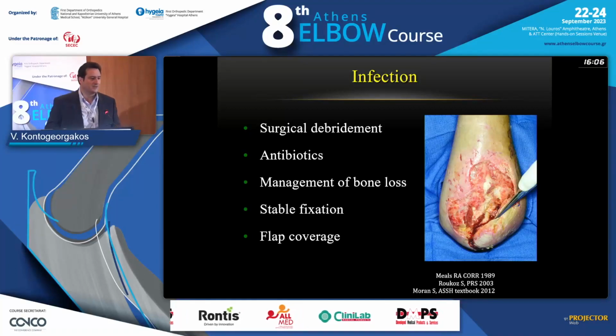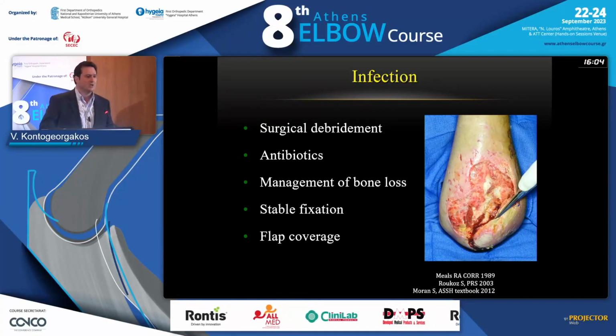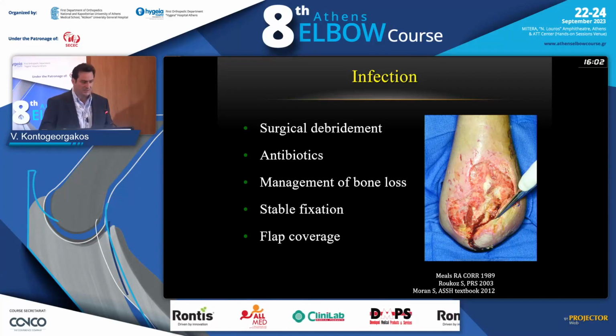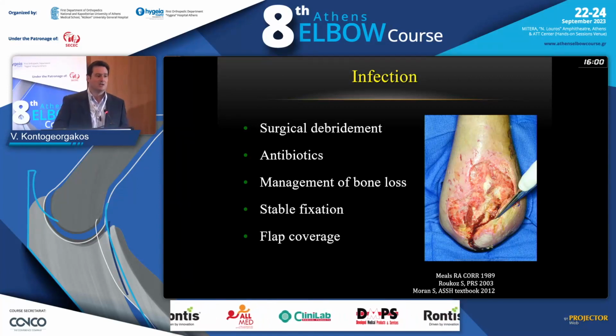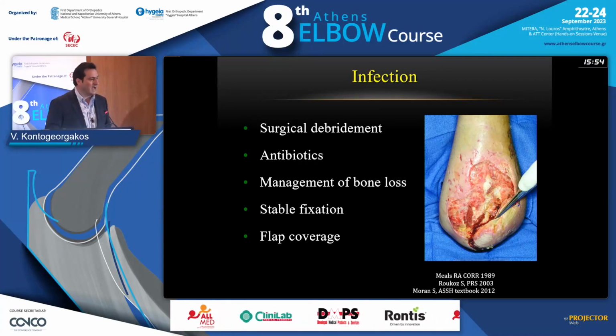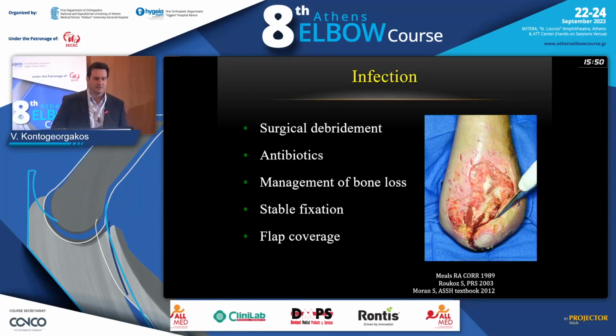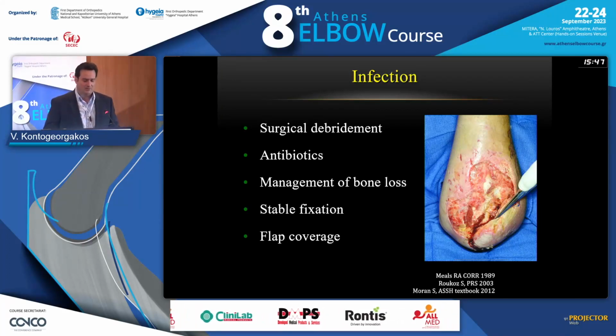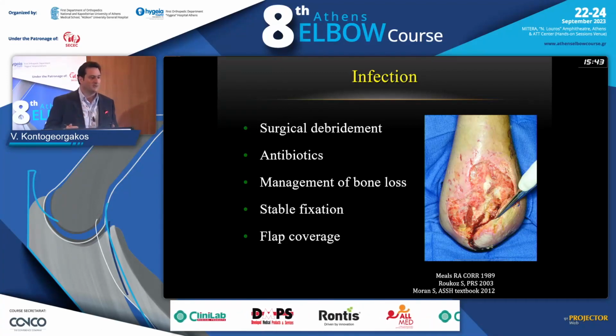And of course, this is a challenging case of the infection. It's not so common, but sometimes you can see, especially after high energy fractures, infected fractures, and we have to follow all the algorithm, and Professor Salabras very clearly described this algorithm, and we have to focus on the surgical debridement, because we have a septic non-union, infected non-union.